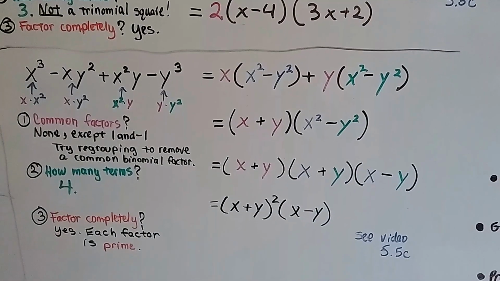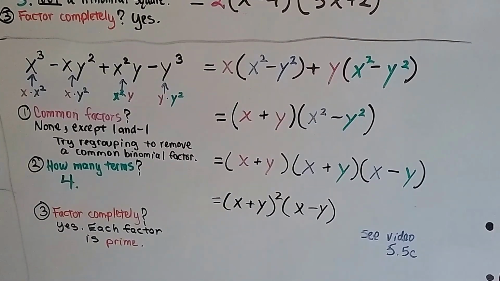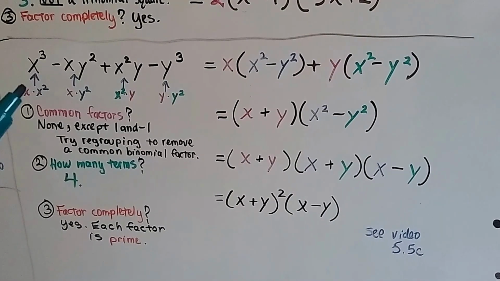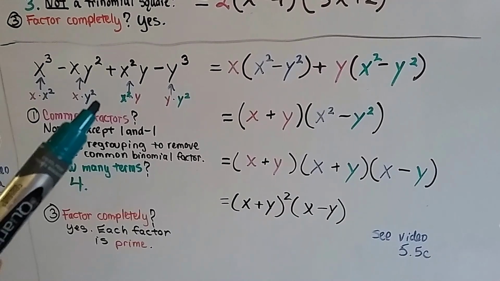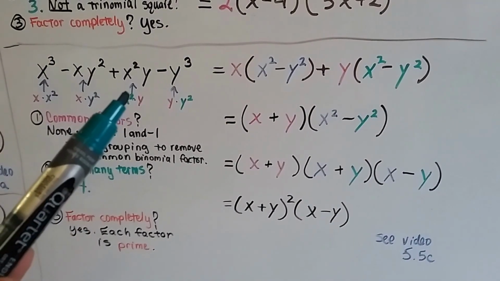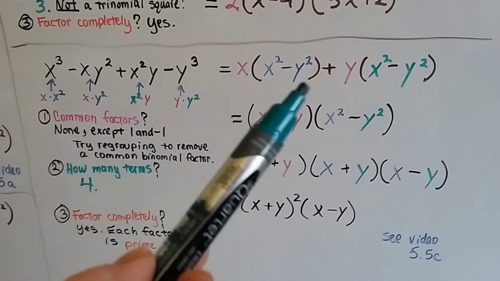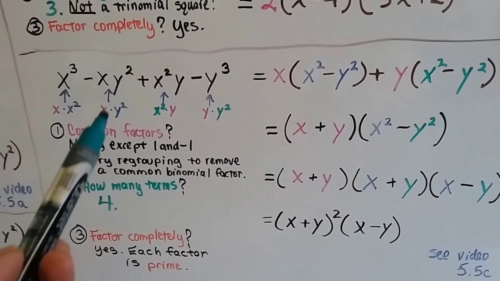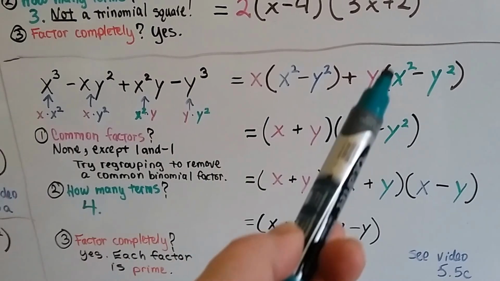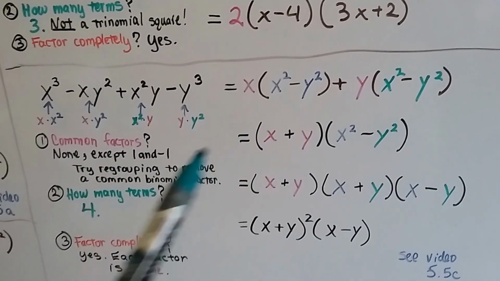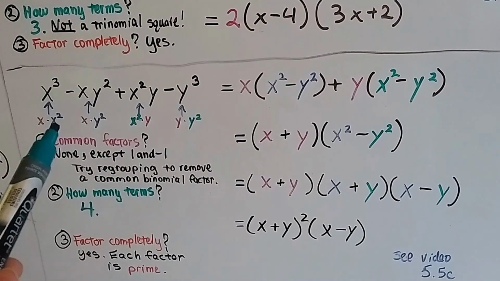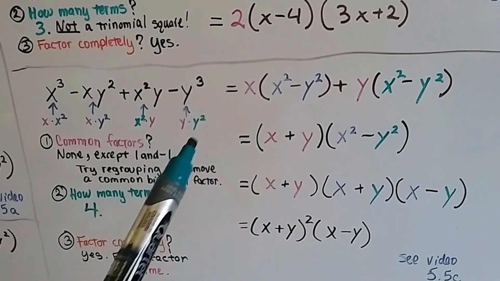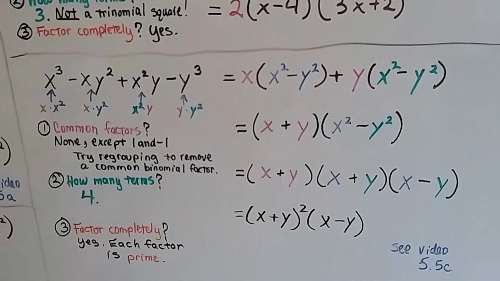Now take a look at this one. There's no common factors except for the 1 and the negative 1. We try regrouping to remove a common binomial factor. This one can be broken into x times x squared and x times y squared. This one can be broken into x squared times y and y squared times y. And these pink ones that we factored out, this x and that y go in front of the parentheses. See? And what's left over is x squared minus y squared, which goes here, and x squared minus y squared, which goes here.